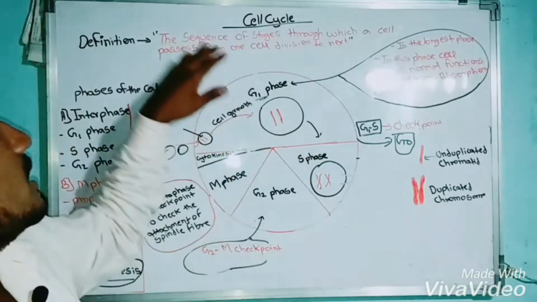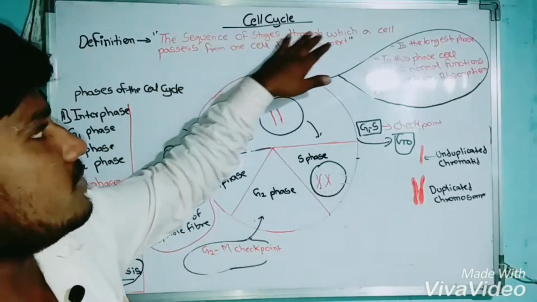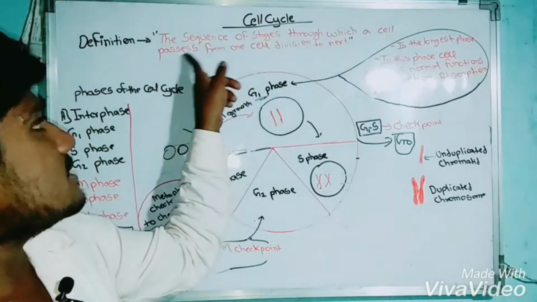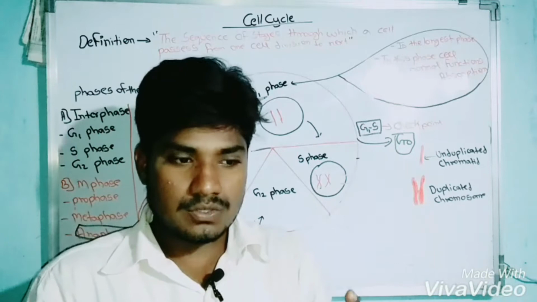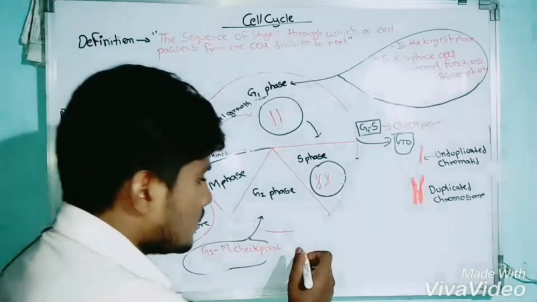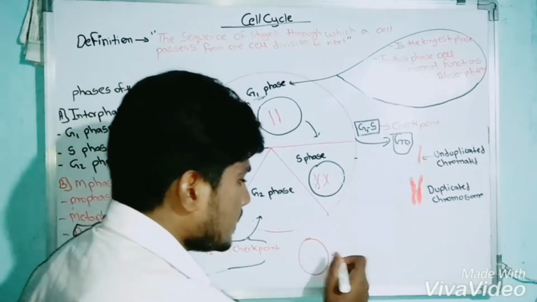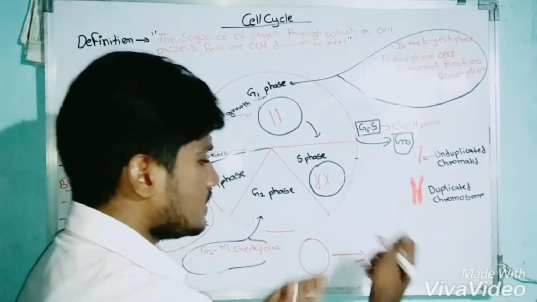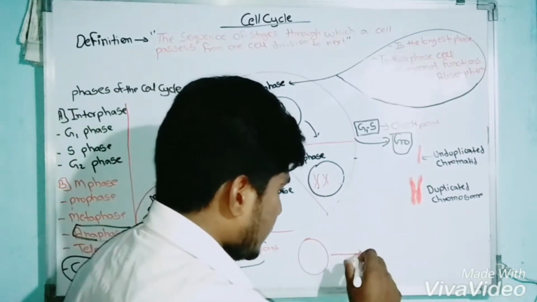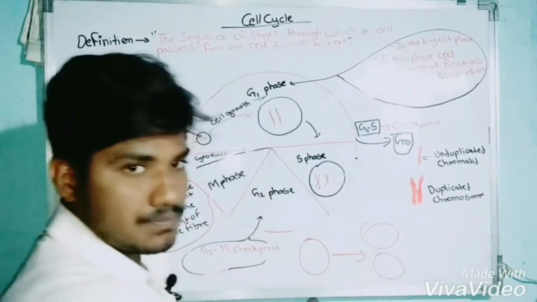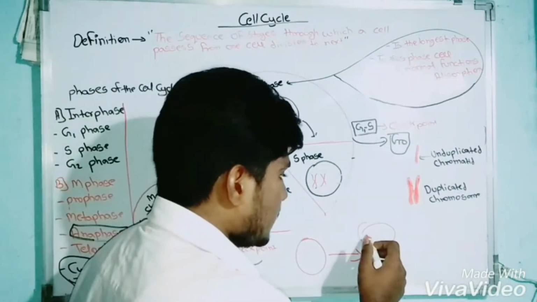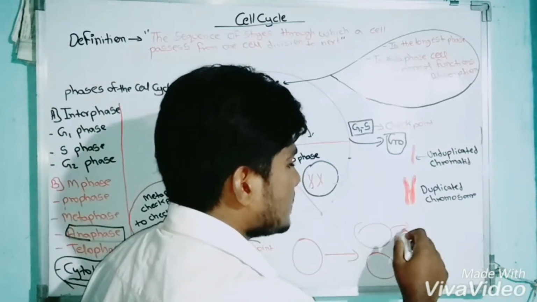Cell cycle is the sequence of stages through which a cell passes from one cell division to the next cell division. So suppose if this is a cell undergoing the normal process. Suppose it is dividing, then it will form two daughter cells. These daughter cells will enter into their own cell cycle.